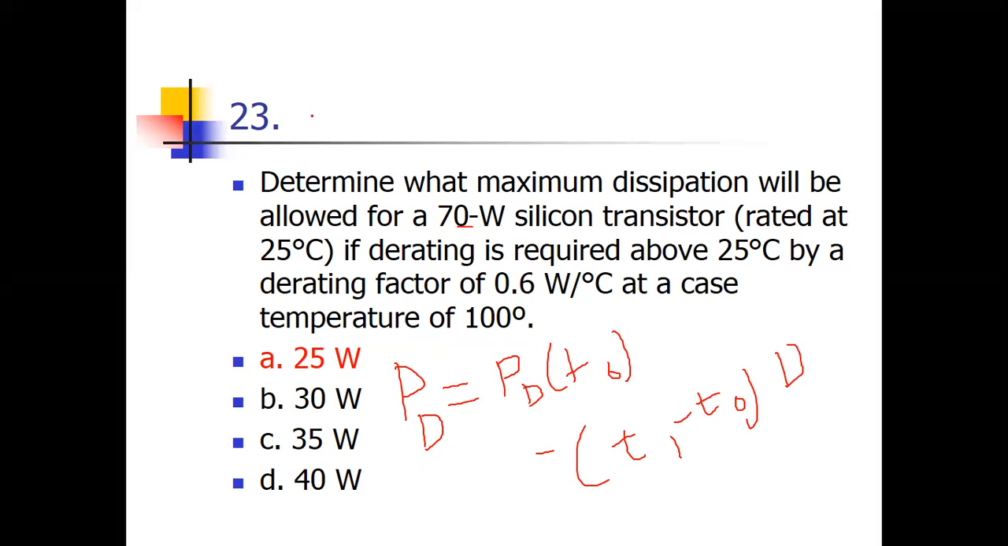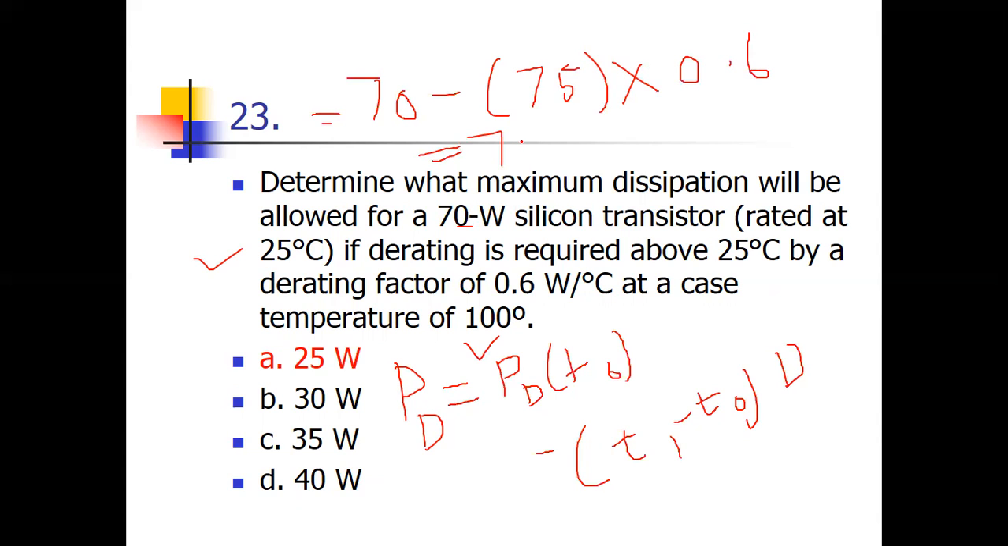At the rated temperature, the power is 70. So there will be 70 minus the difference of temperature. The case temperature is 100 and the rated temperature is 25, so 100 minus 25 is 75. Multiply by the derating factor 0.6. Now solve this: 70 minus 45.0, which means 45, so it will be 25. So the answer is 25 watts. So this is simply formula reasoning.